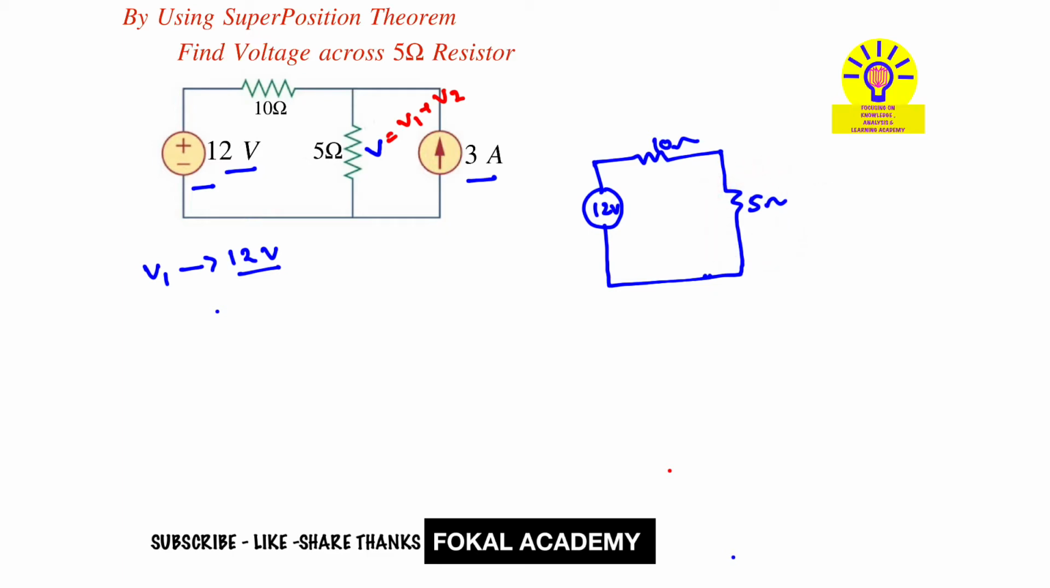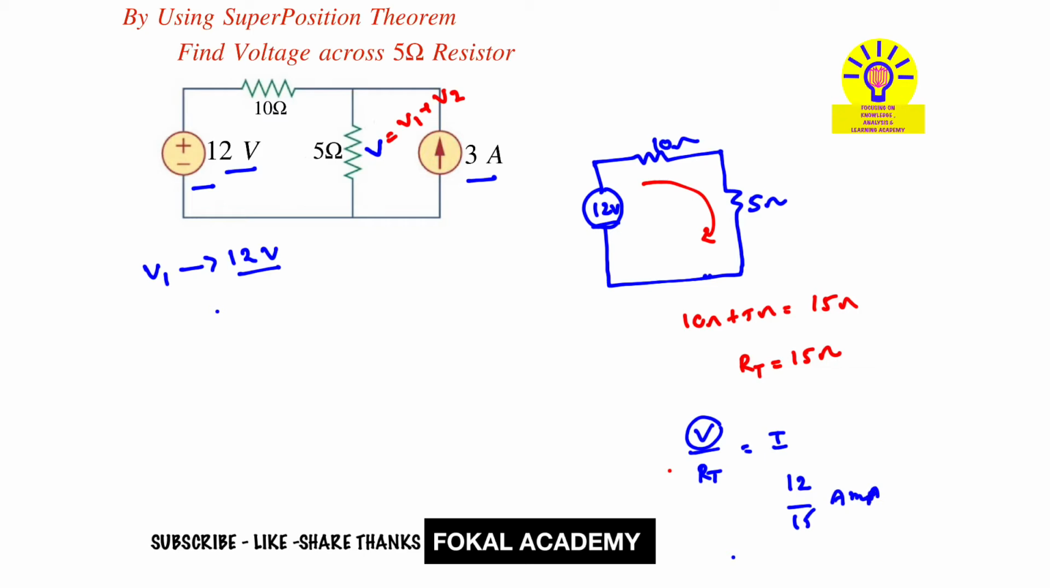First of all, find the total resistance of the circuit: 10 ohms plus 5 ohms equal to 15 ohms. So this is the total resistance. Now find the current in this loop, which is also passing through the 5 ohms. That is V by RT equal to the total current. Here V is the total voltage source, so that's equal to 12 by 15 amperes. So this is the current passing through the 5 ohm resistor.